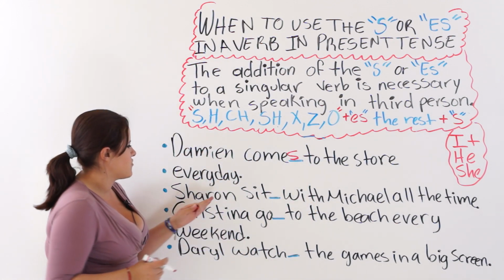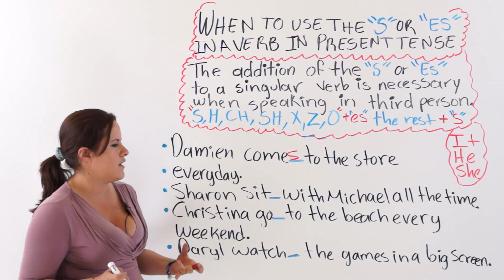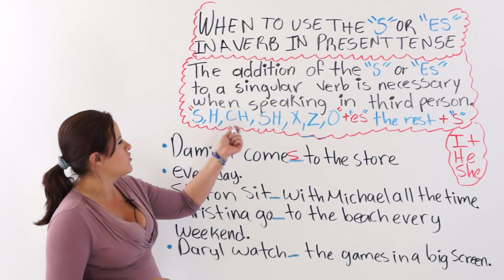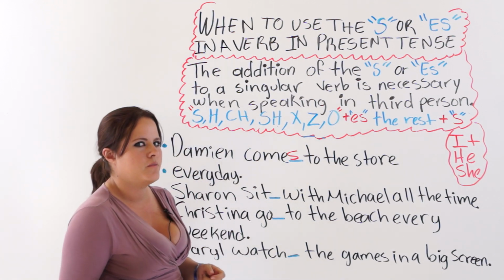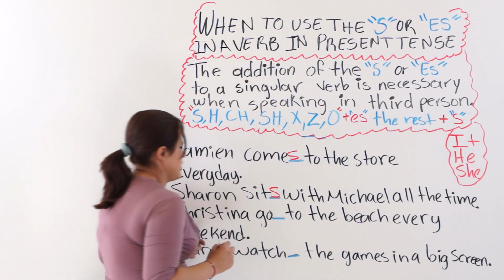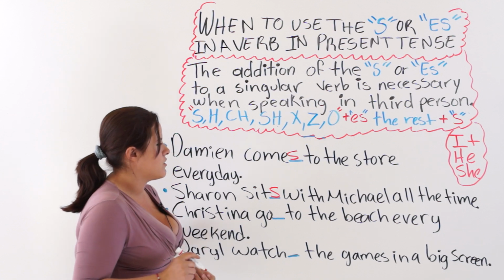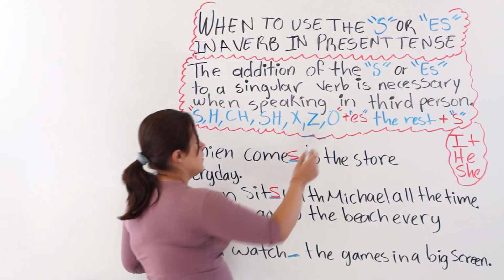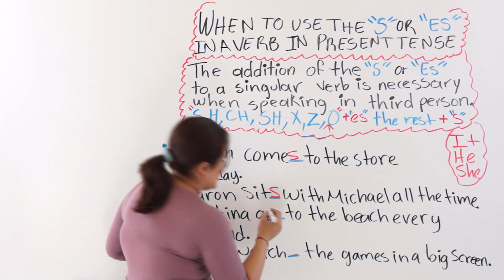The next one says, Sharon sit blank with Michael all the time. Does sit end in SH, CH, SH, X, Z, or O? No. So, S. The next one is Christina go to the beach every weekend. So, it ends in O. In this case, we must use ES.